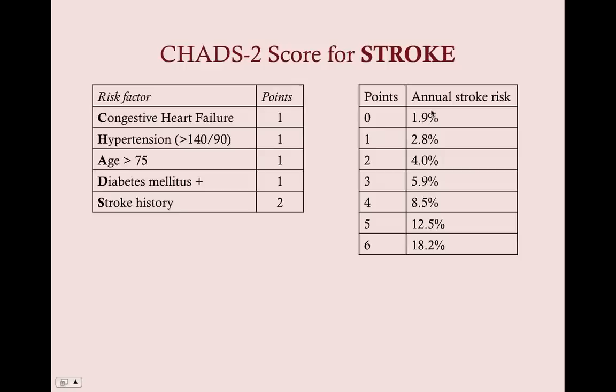So if you have a 78-year-old patient who's got diabetes and is being treated with ACE inhibitors and beta blockers for their hypertension, that would be 3 points. And so this patient has a 6% chance each year of having a stroke. If they developed congestive heart failure, then it would go up to 8.5%. So that's what CHADS-2 is. But regardless, you should have all patients with AFib treated on an anticoagulant.